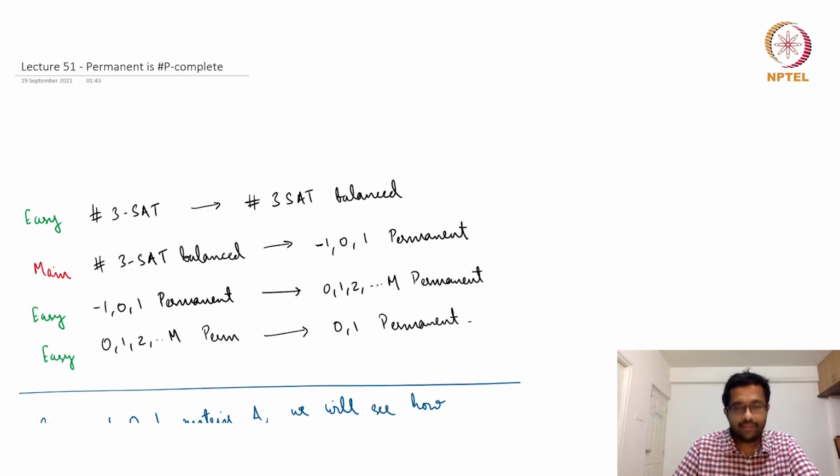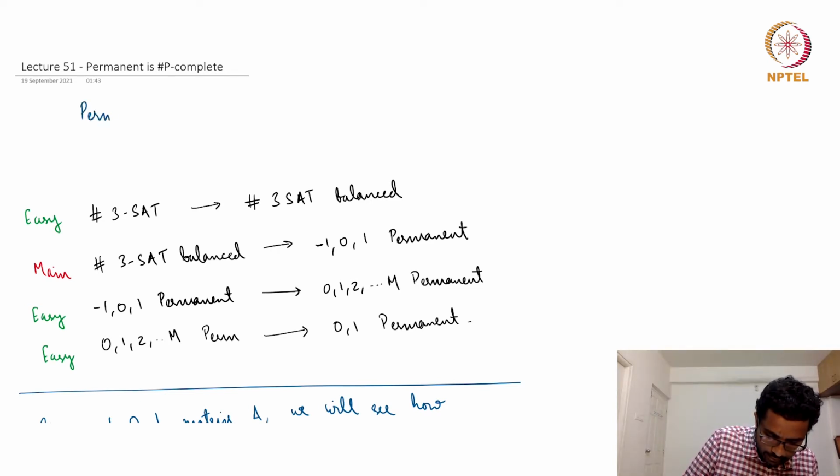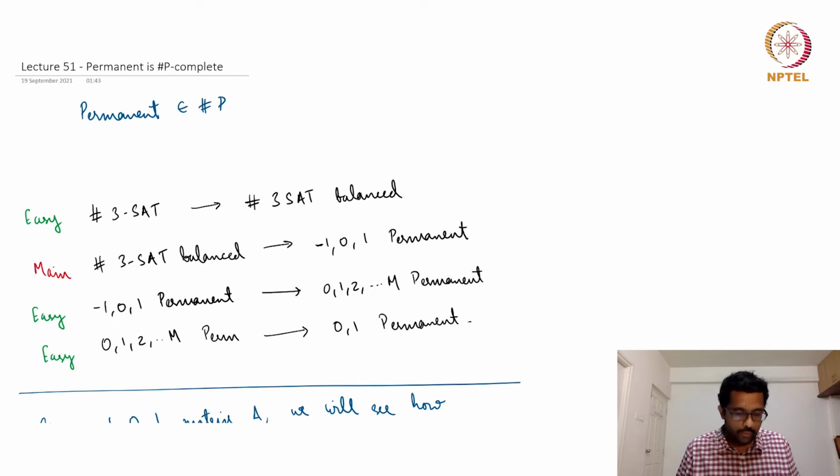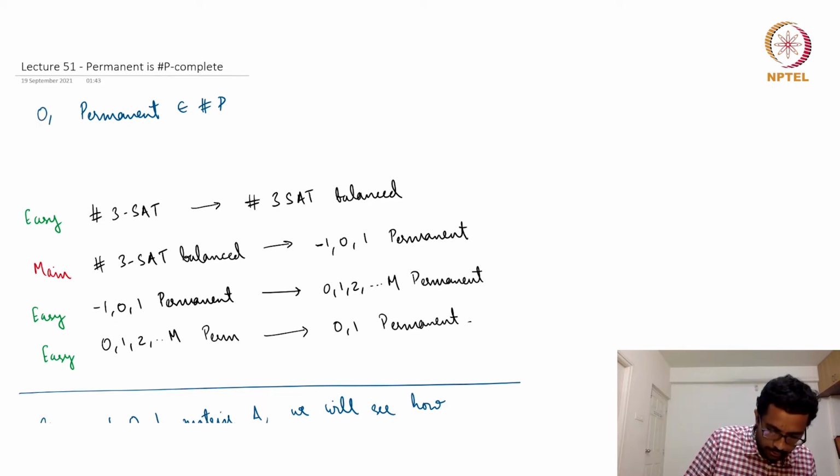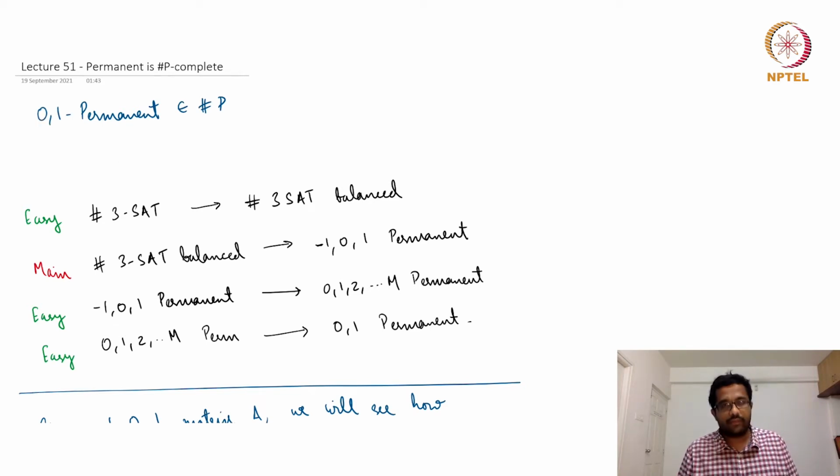In lecture 50, we started seeing the proof that permanent is #P-complete. The first part of the proof was that permanent is in #P. In fact, what we showed was that 0,1 permanent was in #P.